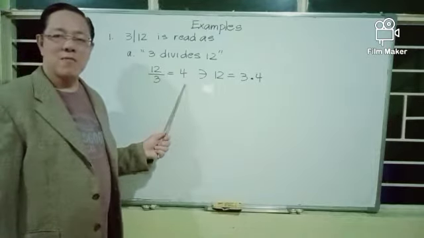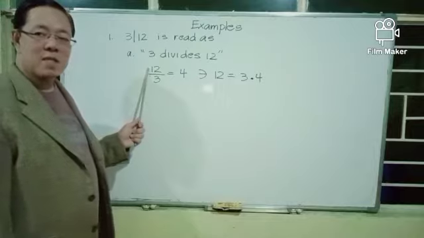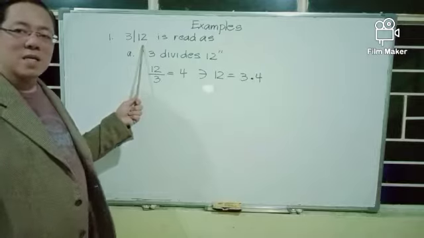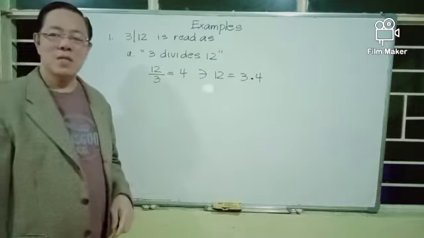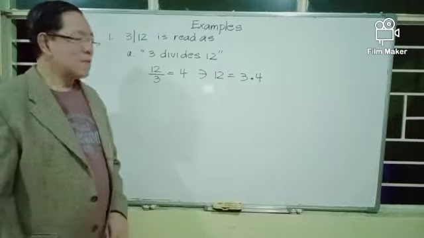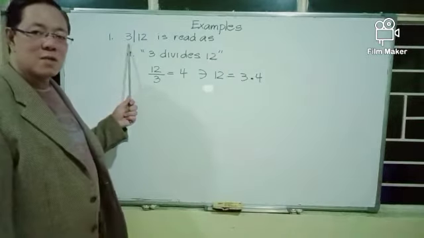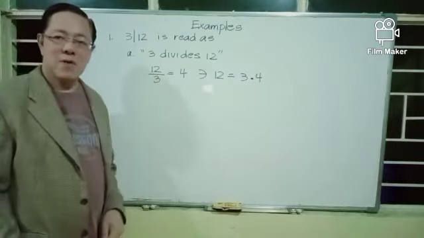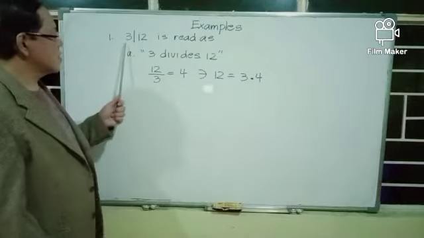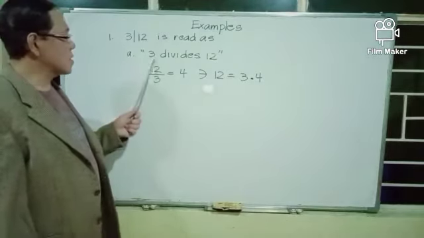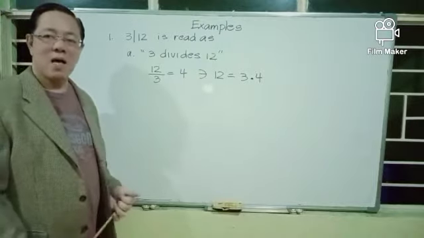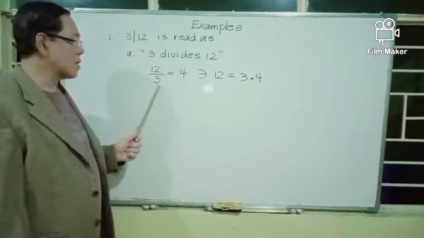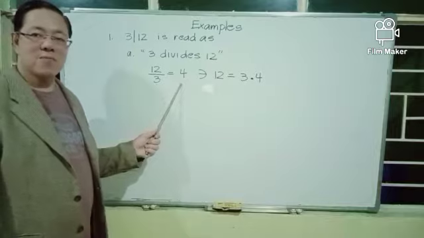In our definition, our n in this example is 12 and d is 3. We use the small letter d in the definition because in this notation, the first integer or the denominator here is the divisor. Now, this notation, instead of saying 3 divides 12, can also be read as 3 is a divisor of 12, which is true because 3 divides 12. And the answer is 4.